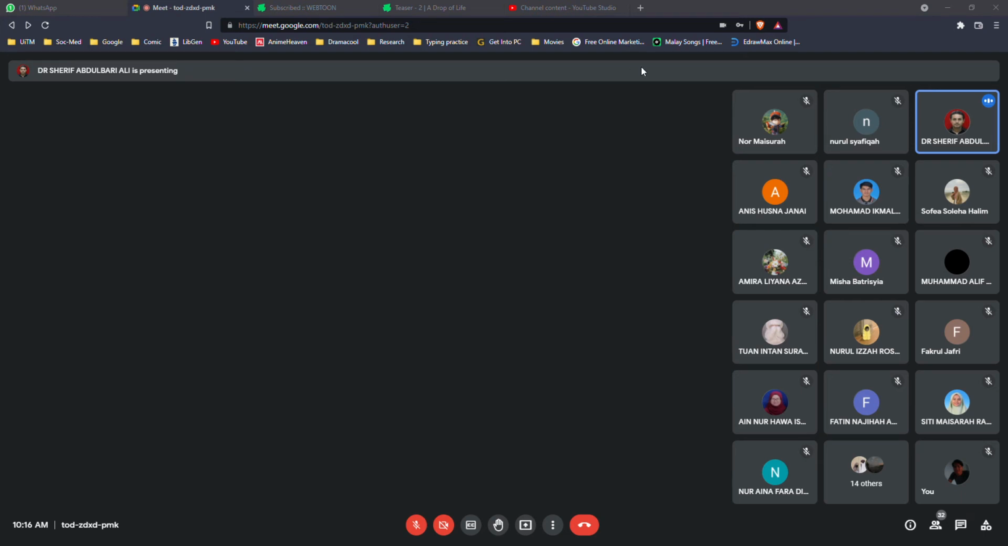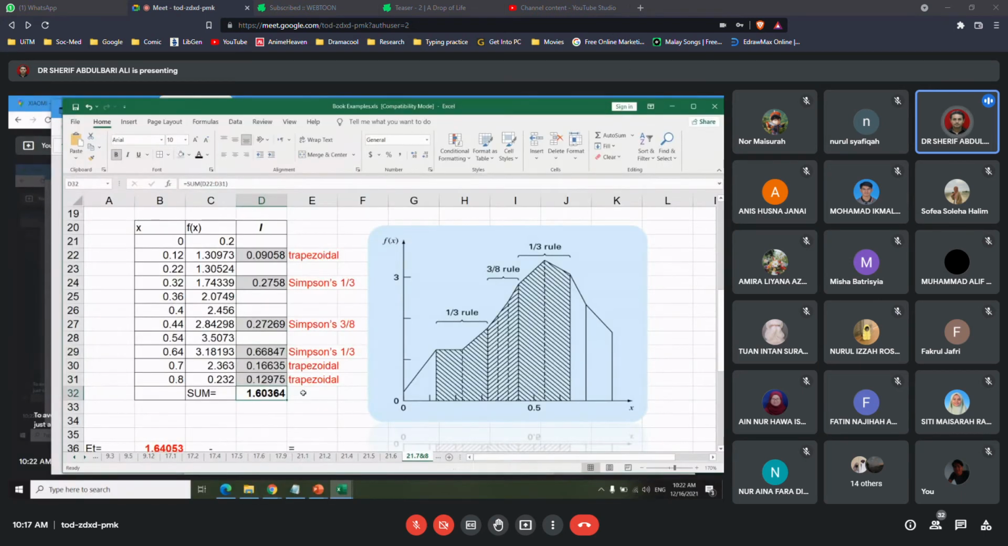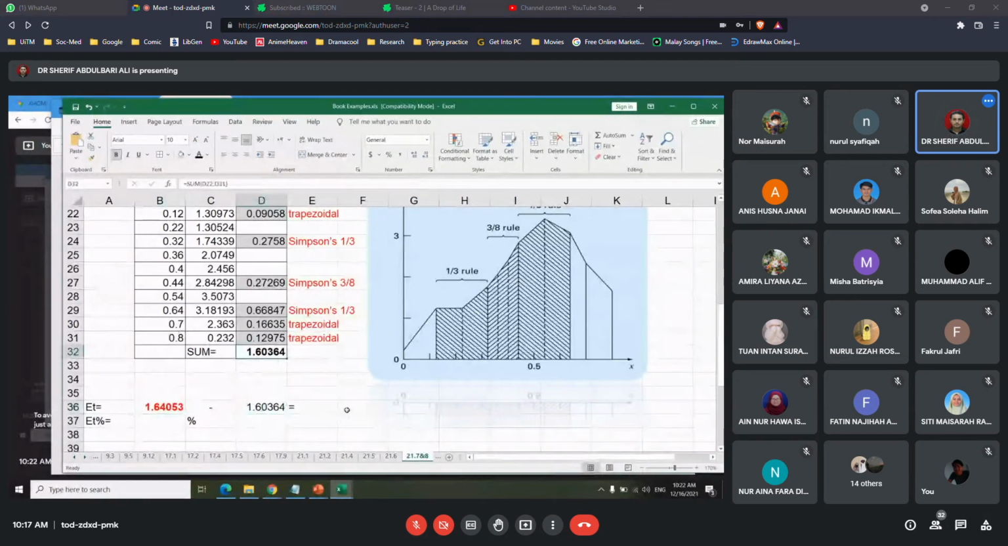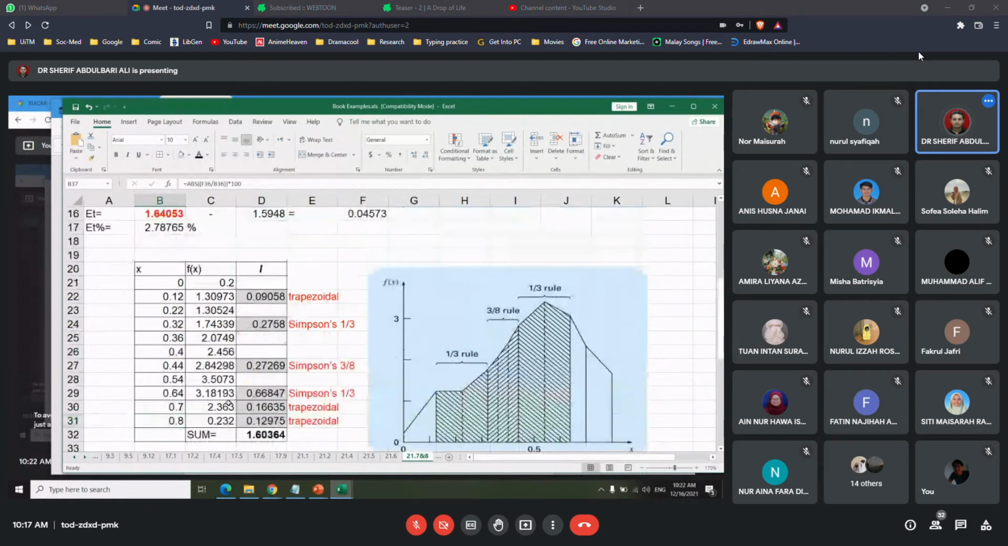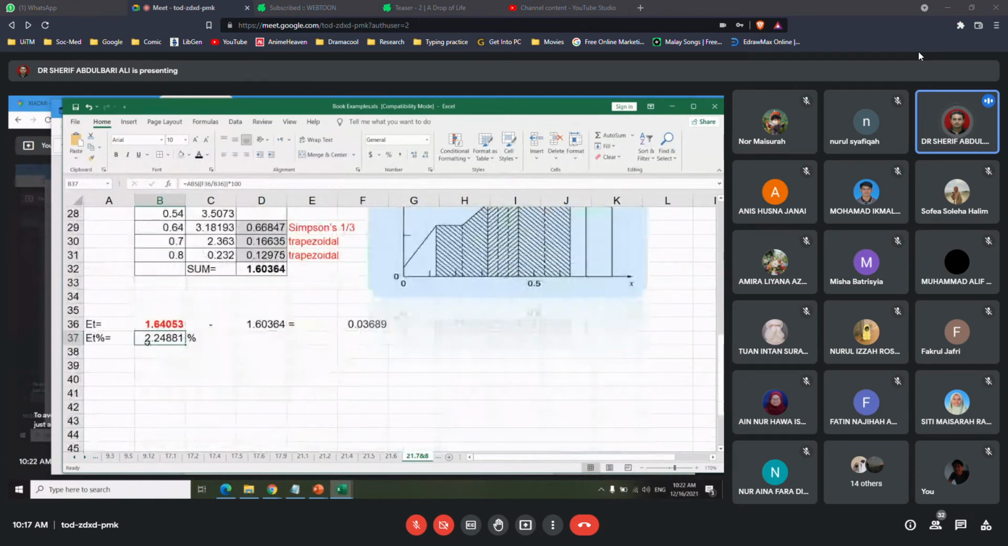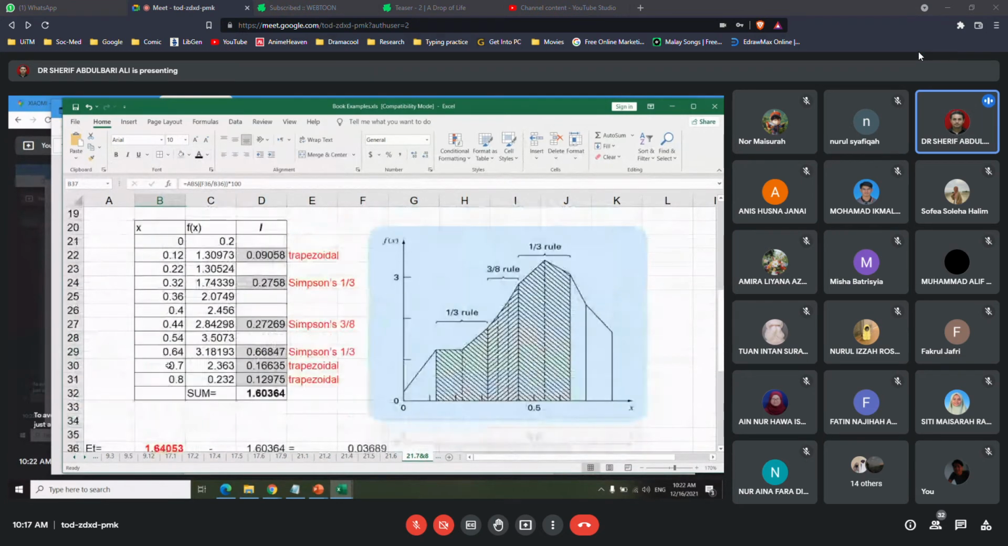And the answer here, 1.60. This is the true value minus our result. So you get the answer of 0.36. So the error here is going to be less than what we have here. If we are using all trapezoidal, the error is 2.78. Now it's 2.24. Okay, try the example, and if you have any questions, please do ask.